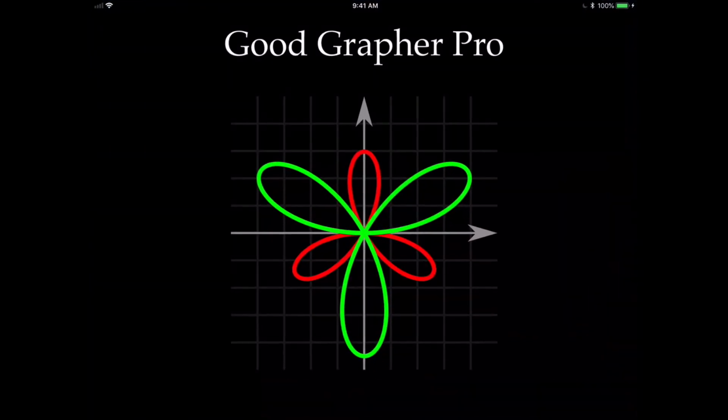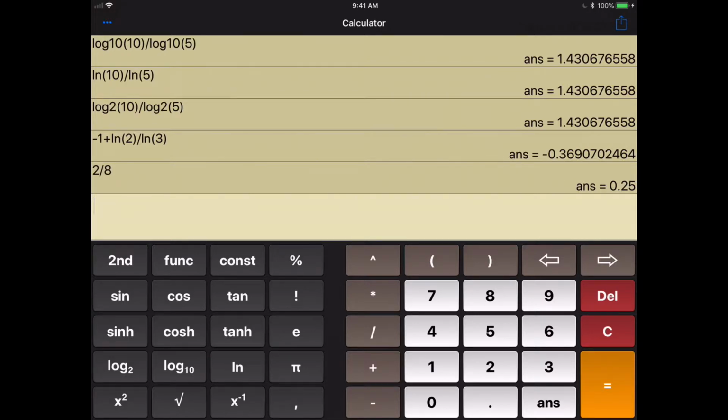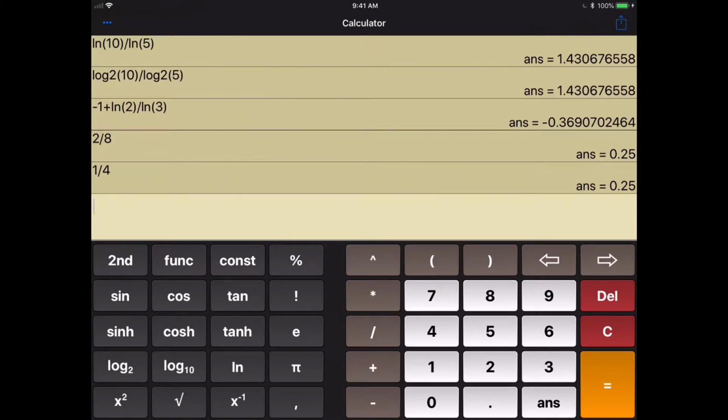But here's a calculator that I really like. It's called Good Grapher. So let's take 2, then we're going to divide it by 8, and I press equals, and there's my result, 0.25. And then also notice that if we take 1 divided by 4, we get the same result.